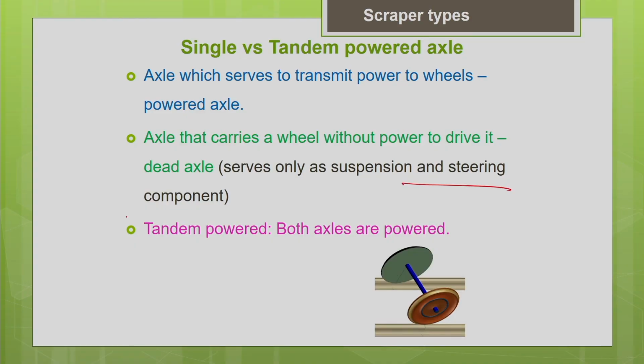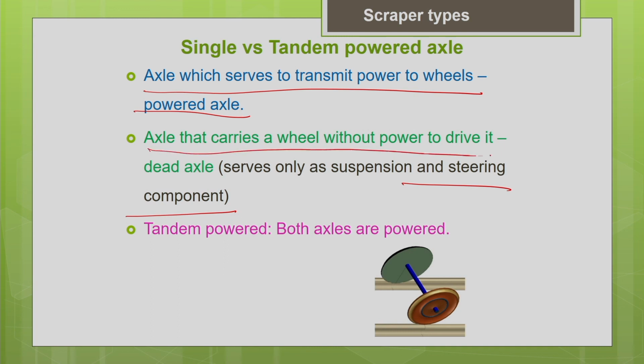Okay, it will just act like a steering component. So the axle which serves to transmit the power to the wheel is called the power axle. The axle that carries the wheel without power to drive it is called a dead axle. They are just acting like a suspension and steering component.